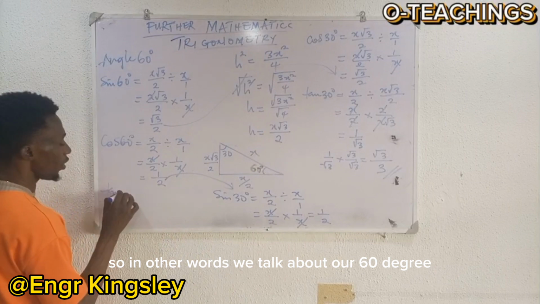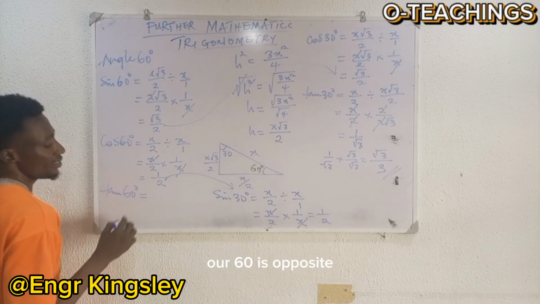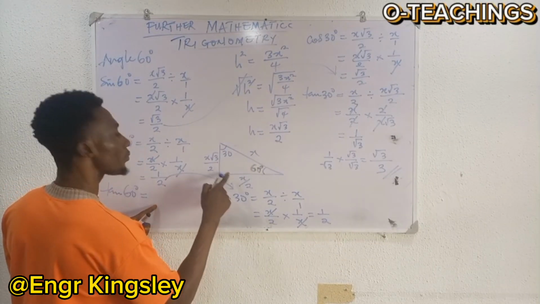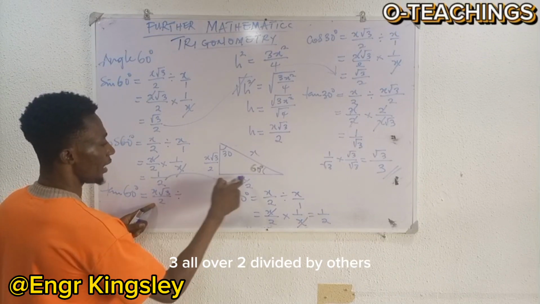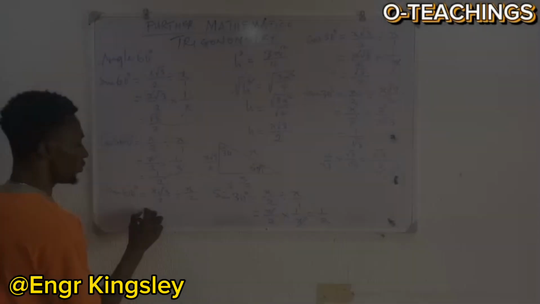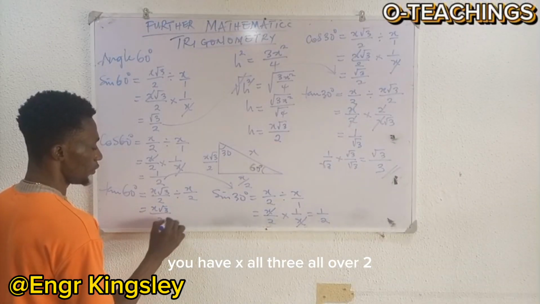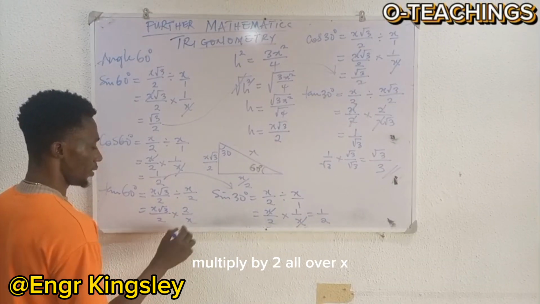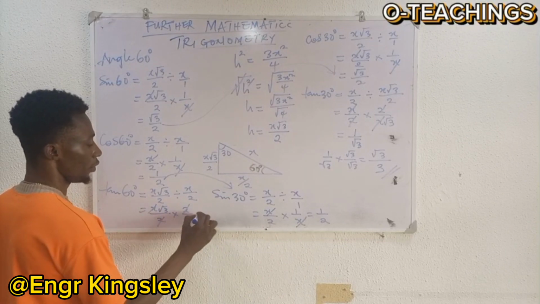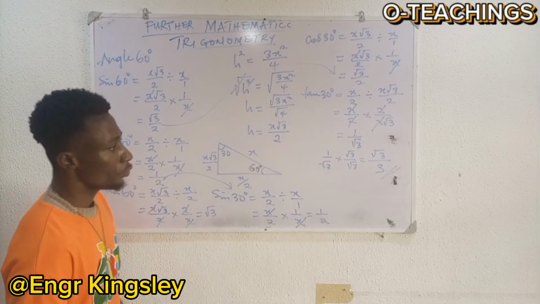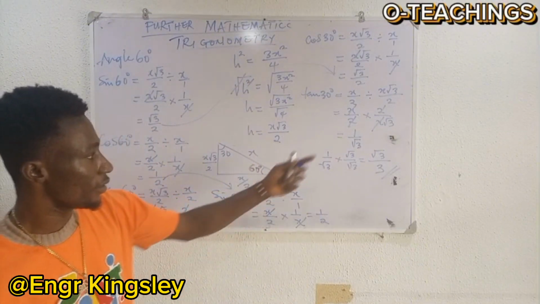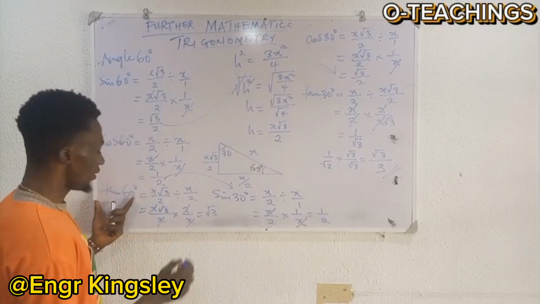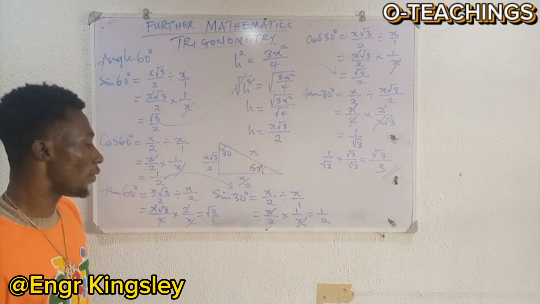So in other words, we talk about tan 60 degrees. Tan 60 is opposite, which is x root 3 all over 2, divided by adjacent, which is x all over 2. You have x root 3 all over 2 multiplied by 2 all over x. X will go with x, 2 will go with 2. We'll now have root 3 as my answer, which is directly the inverse or reciprocal of tan 30. So tan 30 is 1 over root 3, while tan 60 is root 3 all over 1.